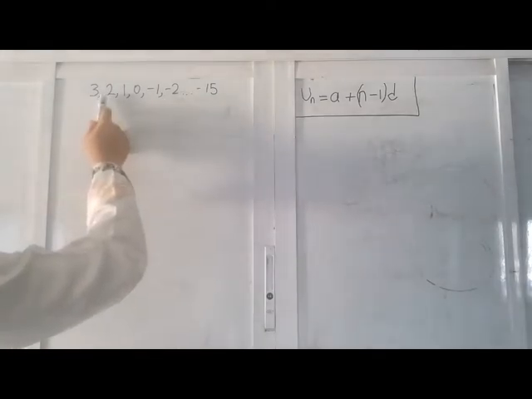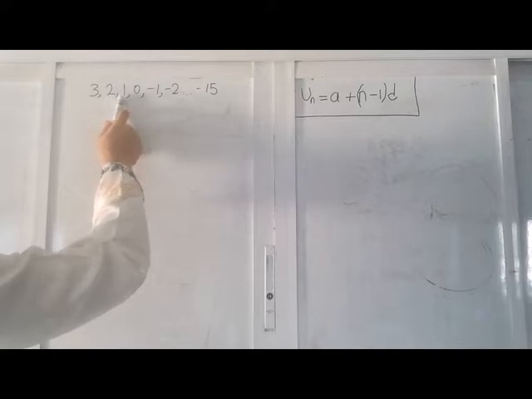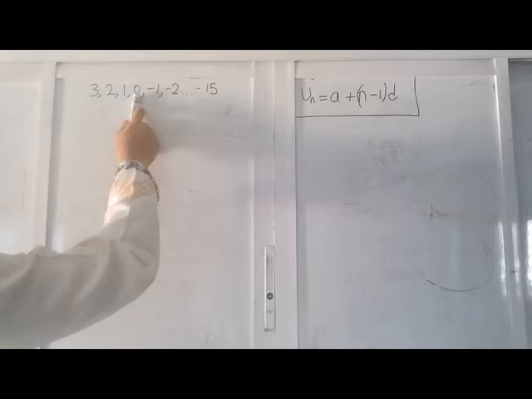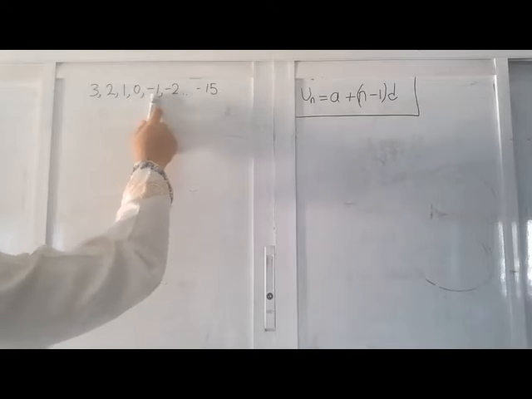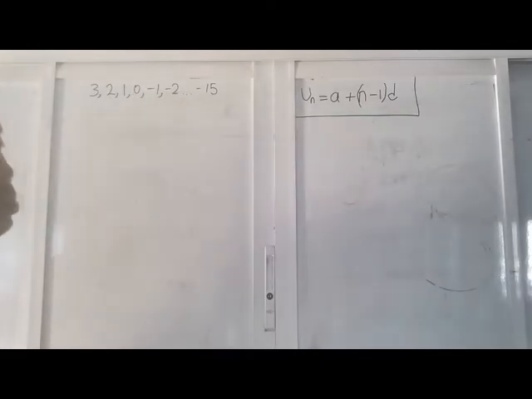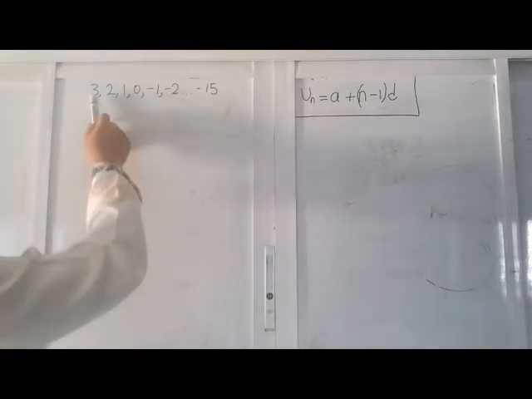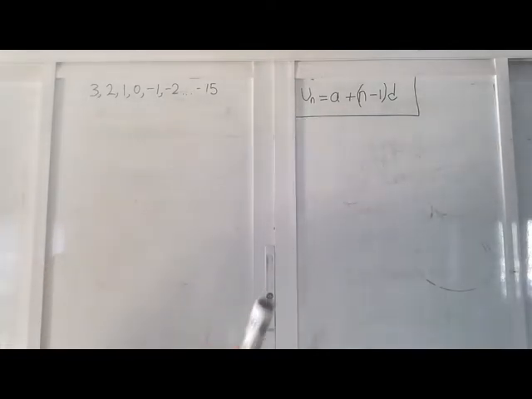3 minus 1 will give us 2. 2 minus 1 will give us 1. 1 minus 1 will give us 0. 0 minus 1 will give us minus 1. Minus 1 minus 1 will give us minus 2. So we have established two important things. The first one is that 3 is the first term. The second one is that the common difference is minus 1.